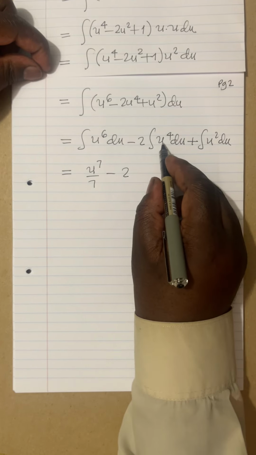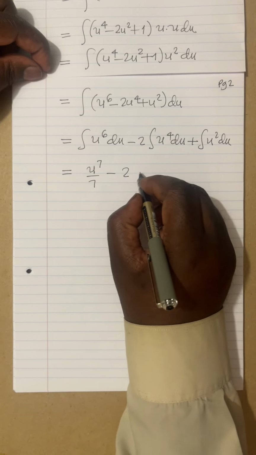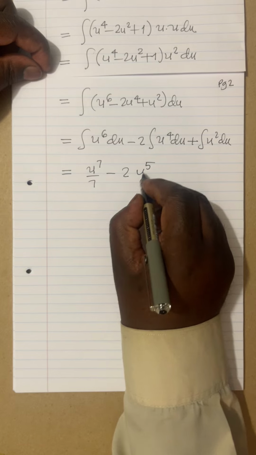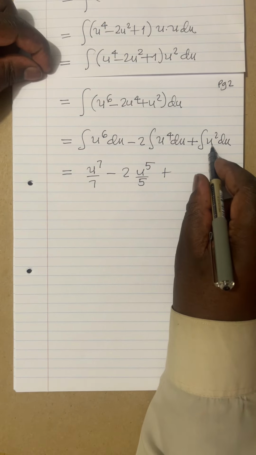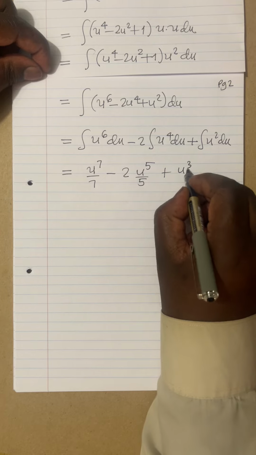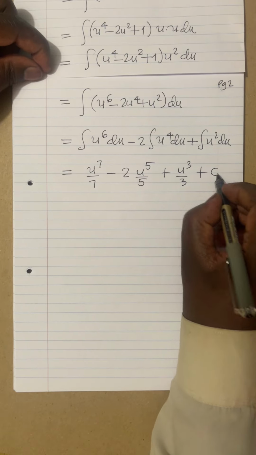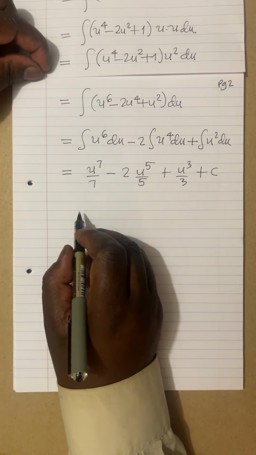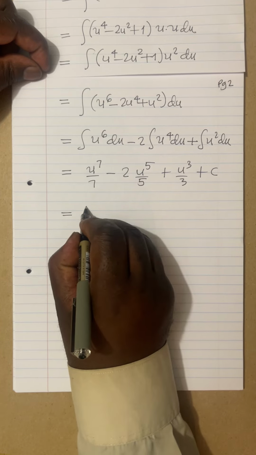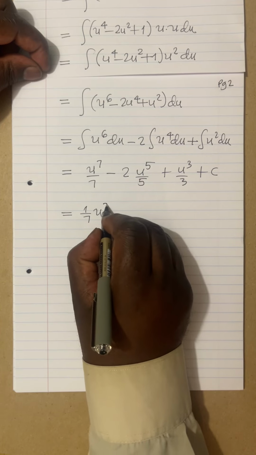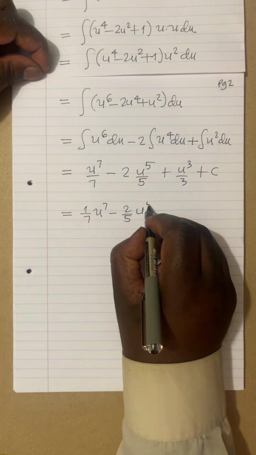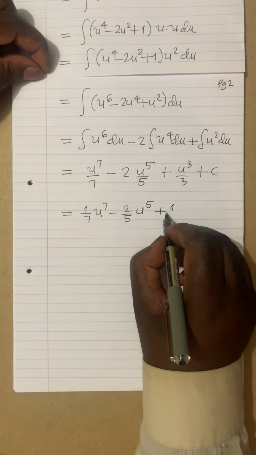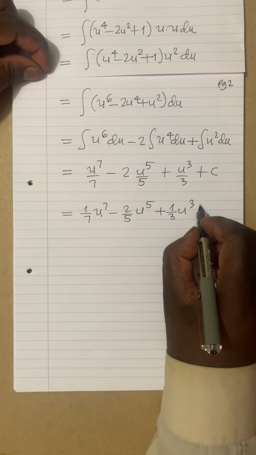Minus 2, the integral of u to the power 4 is actually u to the power 5, and we have to divide by 5. And then plus, that plus sign, the integral of u squared is u to the power 3 all over 3. And then I have to say plus a constant. Now rewriting this, we're going to have 1 over 7 u to the power 7 minus 2 over 5 u to the power 5 plus 1 over 3 u to the power 3 plus c.